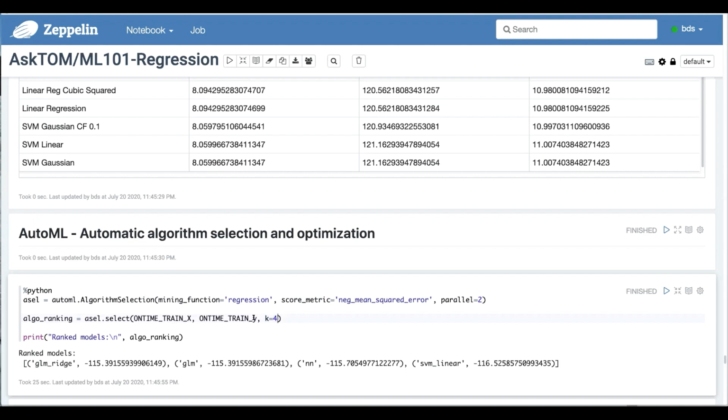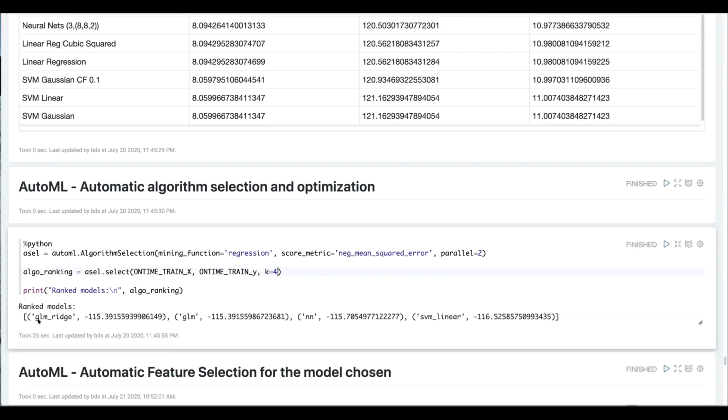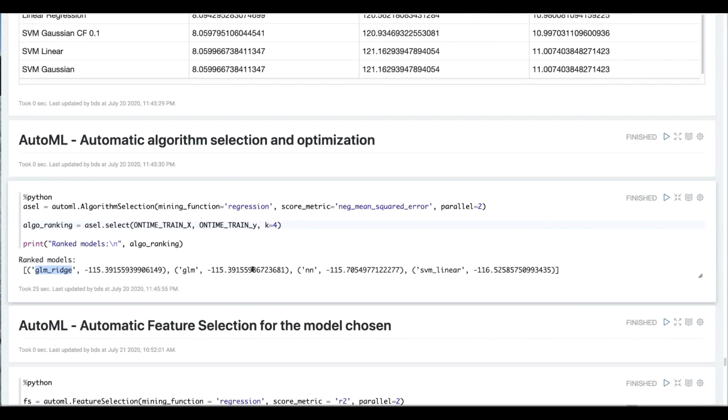And this is my training, my X and my Y. So it actually showed me the GLM Ridge as one of the best models, but you can see the difference is not big. In terms of the numbers here, we're all the way to like 6 digits, and I think we're still equal on the other side. So it's showing me GLM Ridge as a preference, GLM, neural networks, and SVM linear as the 4th one.